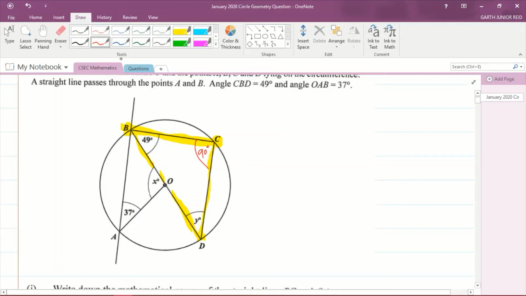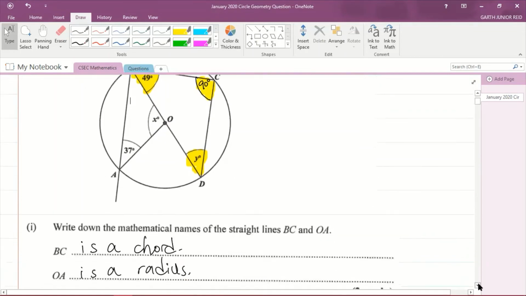So if I know those angles, let's just erase this here. So this here is 90 degrees. I know this angle here is y, which I'm trying to find, and I know this angle here, 49 degrees. What can I do with those angles? We know that when we sum these angles, we are supposed to get 180 degrees. So I can use that reason to find the value of y.